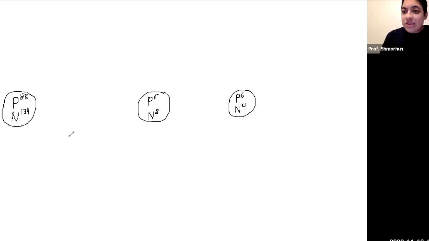So what does this actually look like in the atom's nucleus during radioactive decay? The nucleus of the atom in its unstable form wants to become stable.